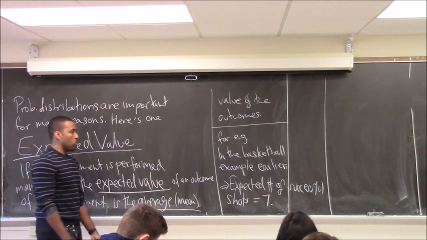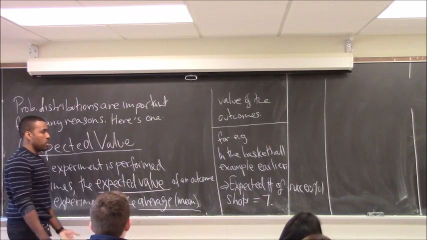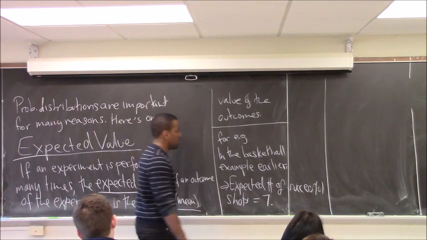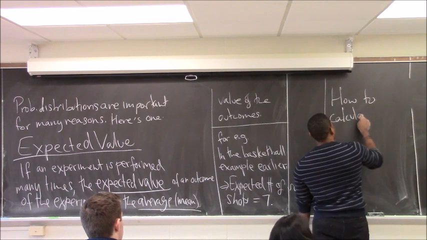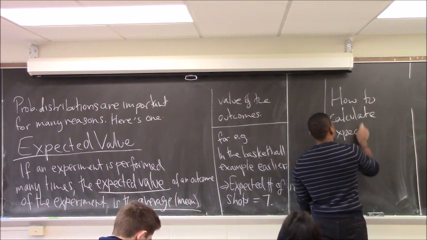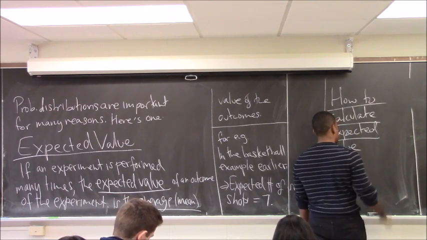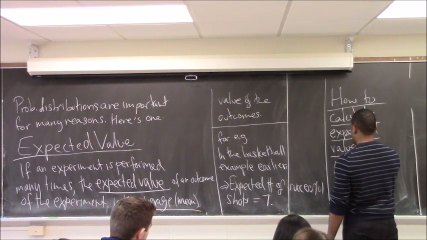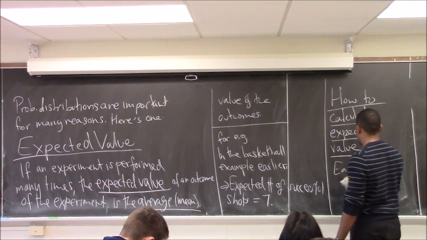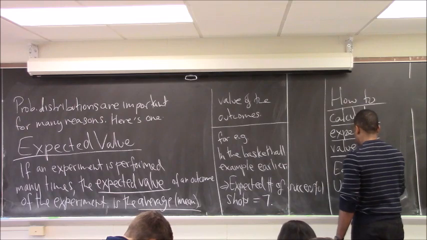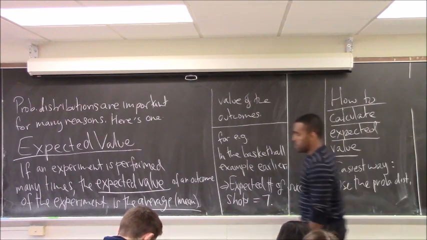Now you might say, well, what if he was taking 300 shots or 172 or some other random number? How can we calculate the expected number of shots that he would make? How to calculate expected value? There are many ways, depending on the distribution. One way is to use the probability distribution, specifically in this way.